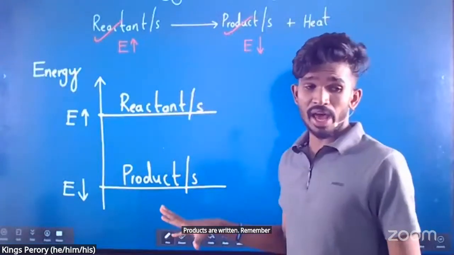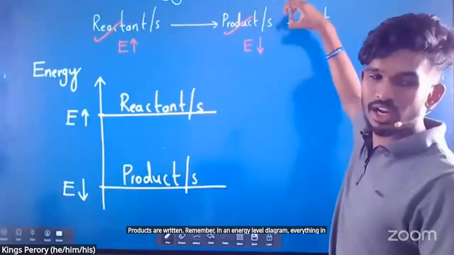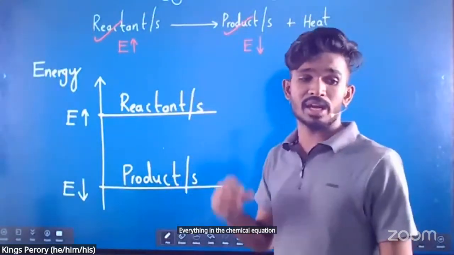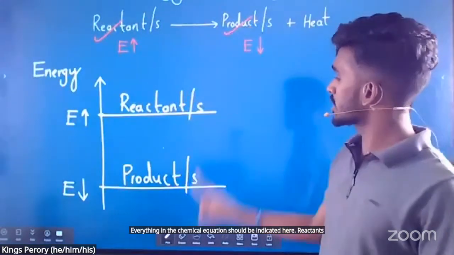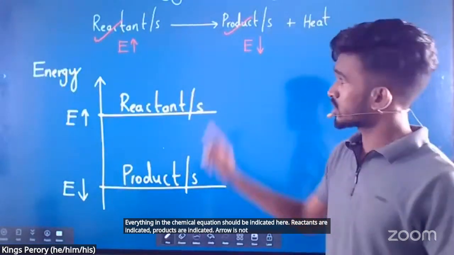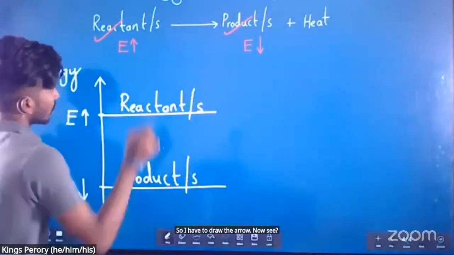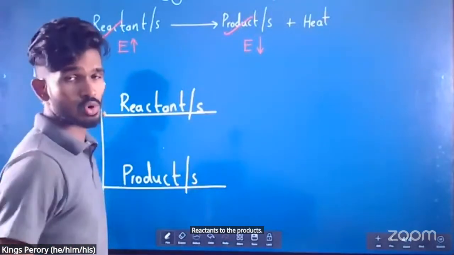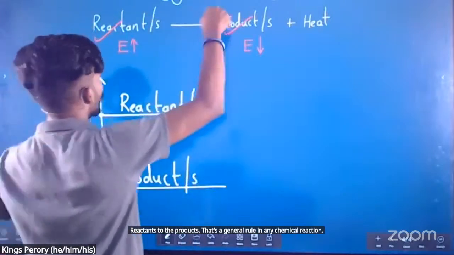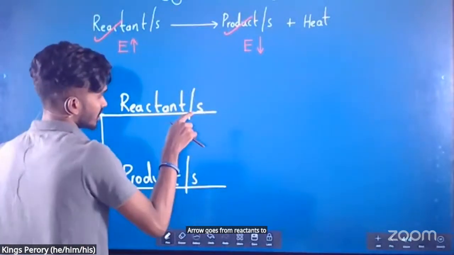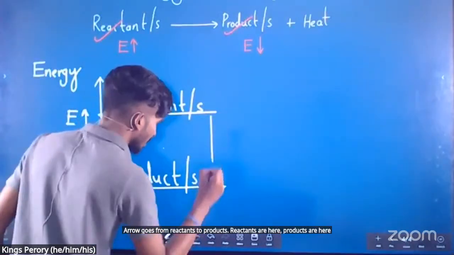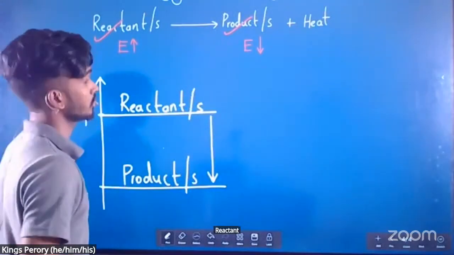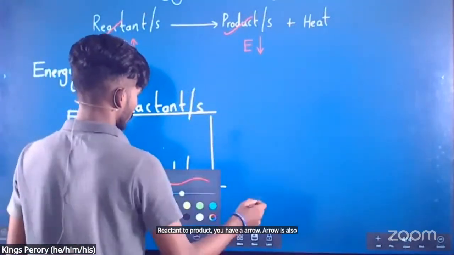Remember, in an energy level diagram, everything in the chemical equation should be indicated. Reactants are indicated, products are indicated. The arrow is not drawn, so I have to draw the arrow. Arrow goes from where to where? Reactants to products. That's a general rule in any chemical reaction. So you draw an arrow from reactants to products.